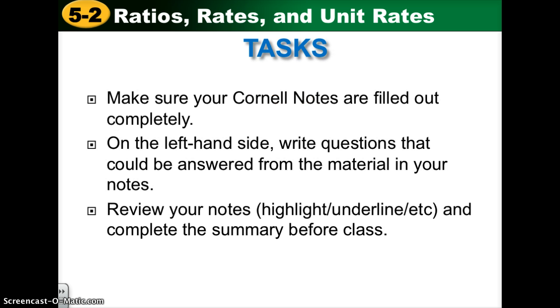That's it. I know that's a lot of information. We're going to review it often. Make sure your notes are filled out completely so you can go back to these examples. On the left-hand side, write questions that could be answered from each chunk of information and example that you have. And review your notes and complete the summary before class.